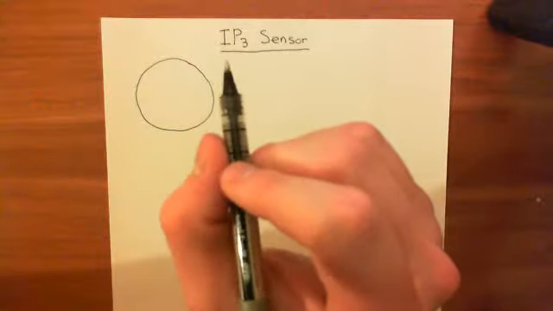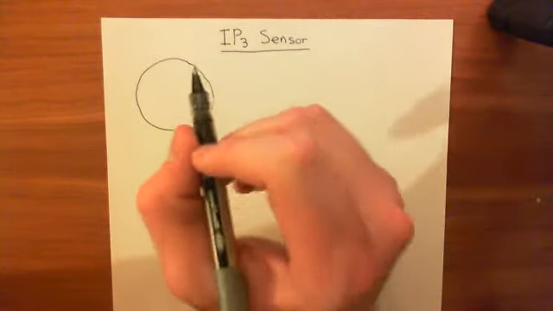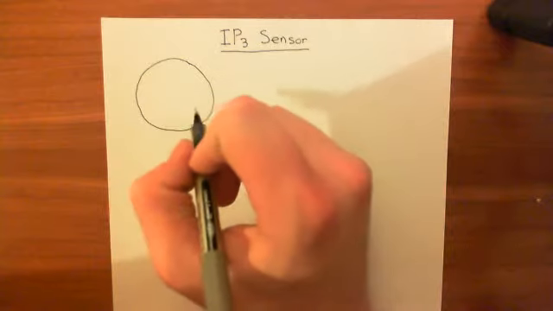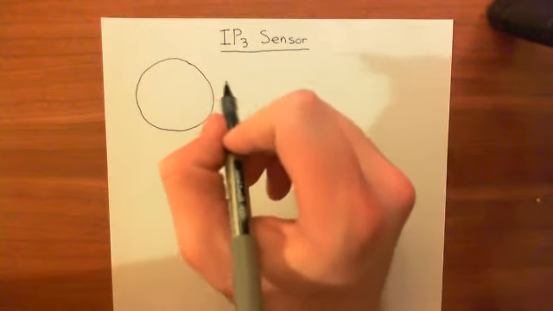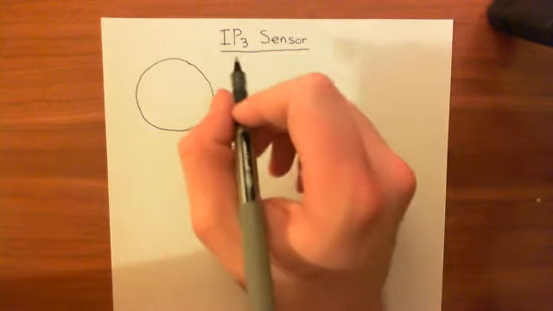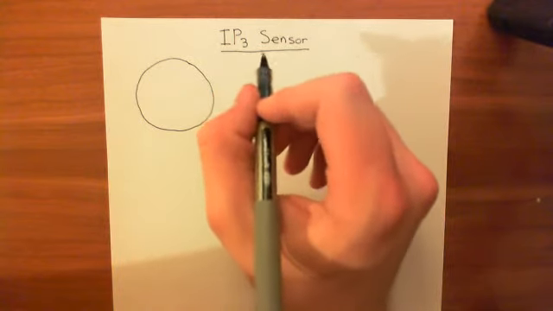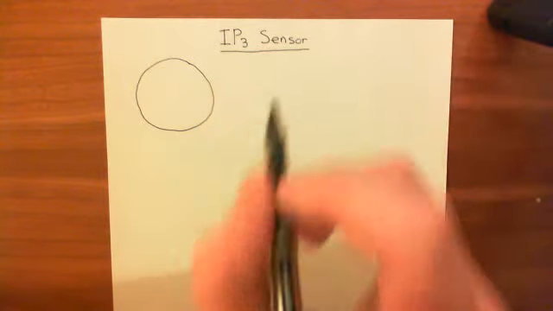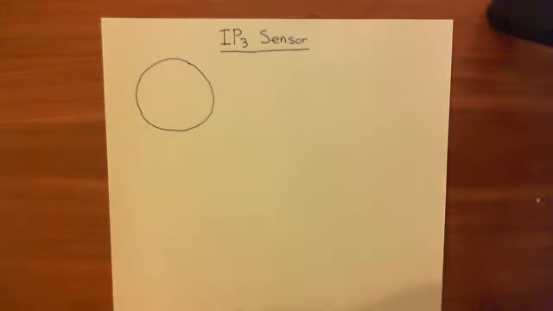So it might be very, very useful to know in the cell what the IP3 concentration is doing and where IP3 is going up and down. Okay, so in this video we're going to look at a way of doing that. Basically, this IP3 sensor is going to use the IP3 receptor.